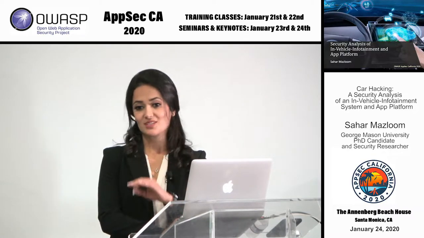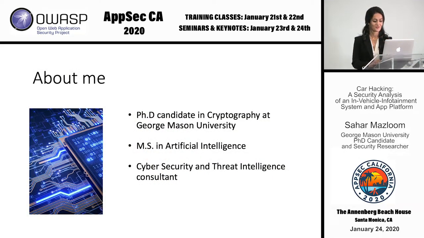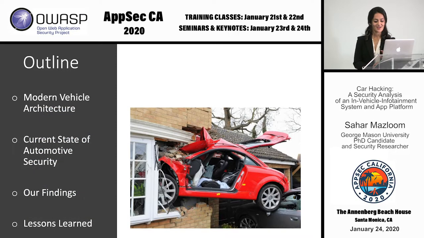Before getting to the details of the research, I'm going to give you a little bit of background about myself. I'm a PhD candidate at George Mason University, and the topic that I'm working on is related to cryptography. Basically, it is doing computation on encrypted data, and I'm defending my dissertation in a couple of months, so fingers crossed, wish me luck. I did my master's in artificial intelligence, and I'm currently doing cybersecurity and threat intelligence consultation. I didn't do this; if I did, I would put it in my resume.